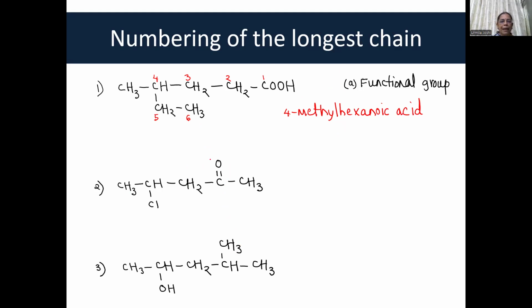Next, the major functional group is a ketone. Now, it is not possible to give number 1 to this carbonyl carbon as it comes in the center. On either side, there are alkyls. So give the lowest possible number and therefore the numbering will start from here. This is 1, this is 2, this is 3, this is 4, this is 5. Okay. So 5 carbon is the longest chain. So pentane. Okay.